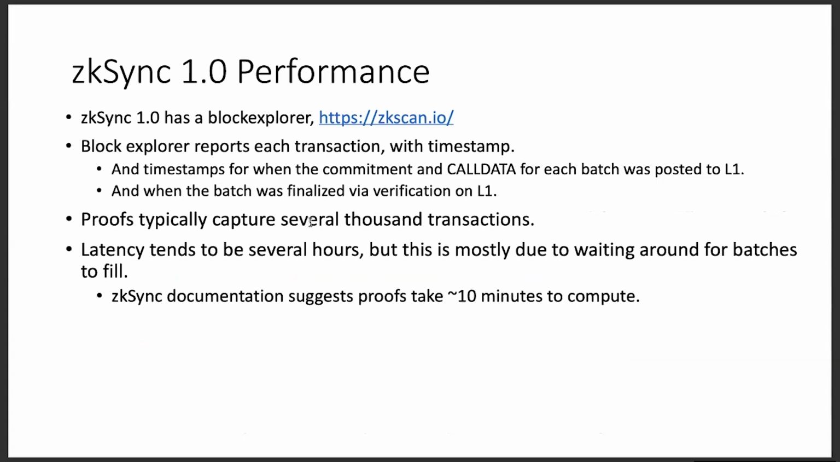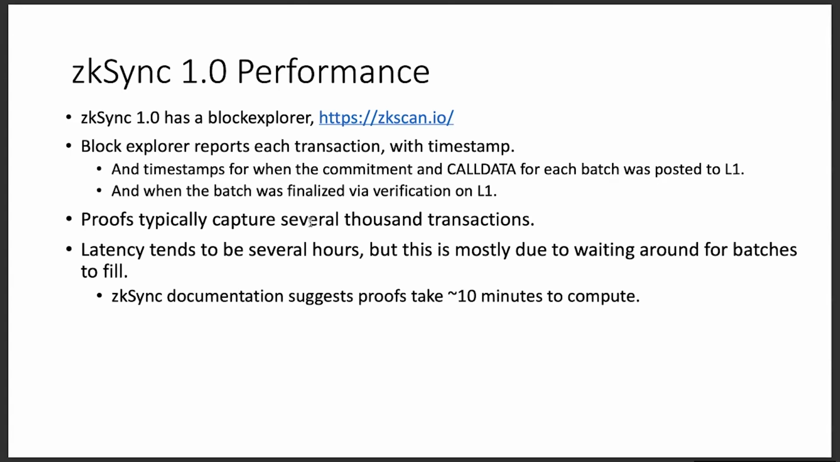Okay, so just to compare performance, because ZK Sync is using Plonk, it's not post-quantum, it's not transparent. They have a block explorer. They actually post timestamps when the commitment to the new state of the world is posted to the L1, and they also post timestamps when the proof gets verified. So looking at their block explorer, the proofs typically capture several thousand transactions, so much less, by at least an order of magnitude, than these SHARP, StarkNet and StarkEx batches.